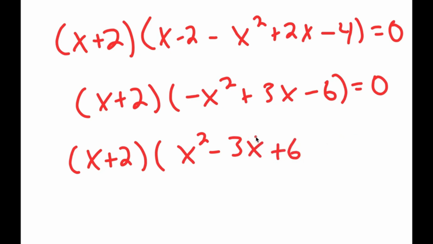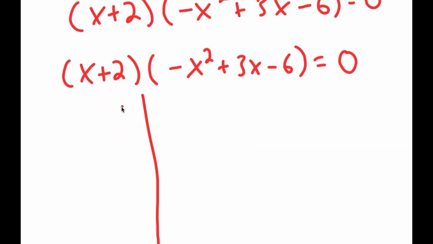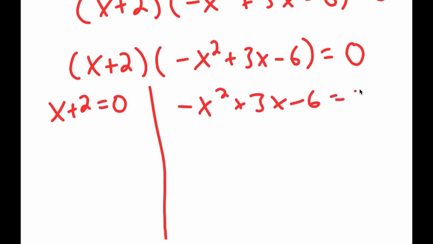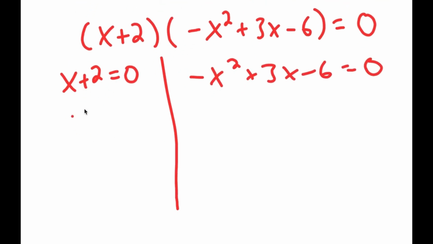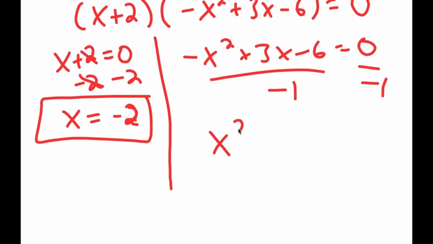Sorry, this is still negative x squared plus 3x minus 6 is equal to 0. Now from here, this gives me two equations. x plus 2 is equal to 0, and negative x squared plus 3x minus 6 is equal to 0. So for x plus 2 equals 0, I can subtract 2 on both sides, and I get x is equal to negative 2. Now for negative x squared plus 3x minus 6 is equal to 0, I can divide both sides by negative 1. So I get x squared minus 3x plus 6 is equal to 0.